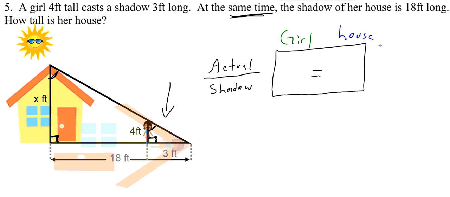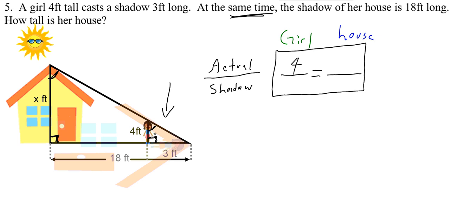So as long as you set them up, you could set them up slightly different and have the house on the left and the girl on the right, and the shadow on the top and the actual on the bottom. But as long as you line up things correctly as you do your cross product, you'll get the same solution. So figure out what I know. So what is the actual height of the girl? Well, the actual height of the girl I know is 4 feet.